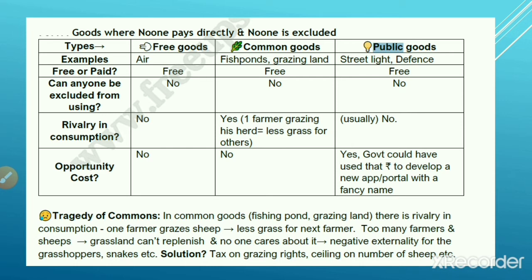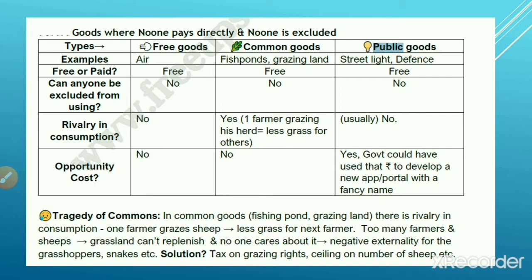For example, I am taking the example of electricity. Whether electricity is a public good or not. Now we have to pay for the electricity. That means electricity is not a public good. And if you are talking about a public park, we don't have to pay for the public park. So it is free, so that can be categorized as a public good.